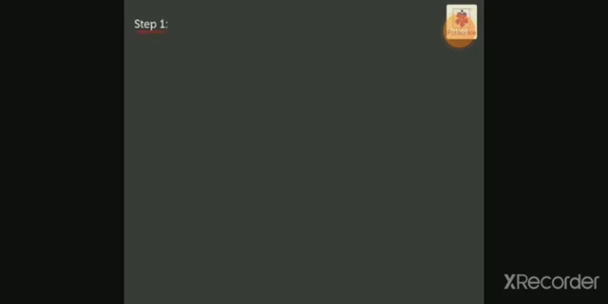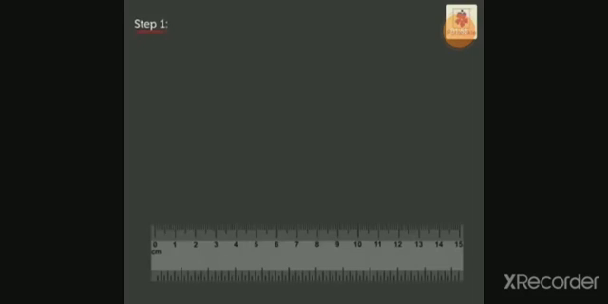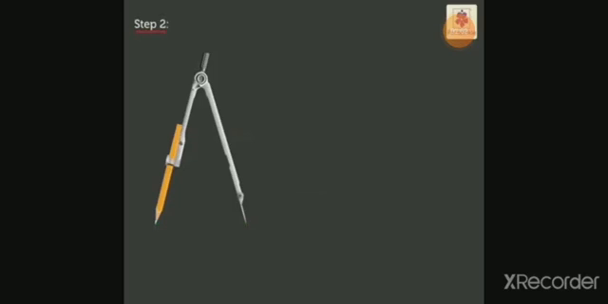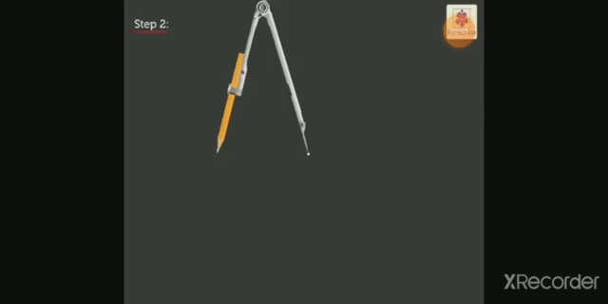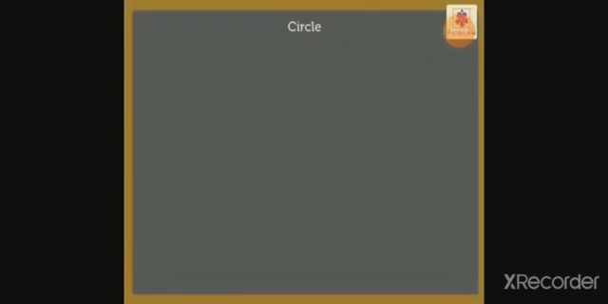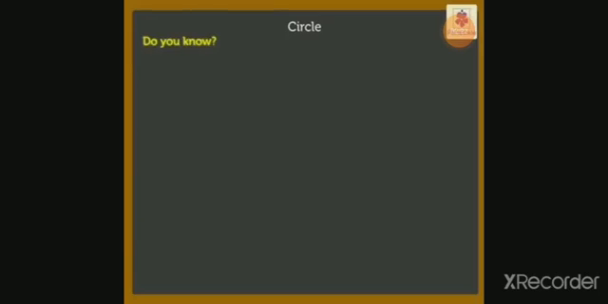Now we have to draw a circle with radius 4.5 centimeter. Now take your scale or ruler. Measure 4.5 centimeter using your compass. Observe the picture. Now fix one point, that is center. Now draw a circle. See, this is step 3. You should draw a circle like this. So that 4.5 centimeter is called radius.